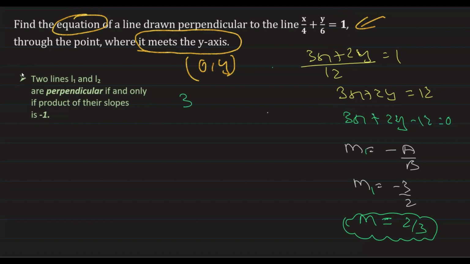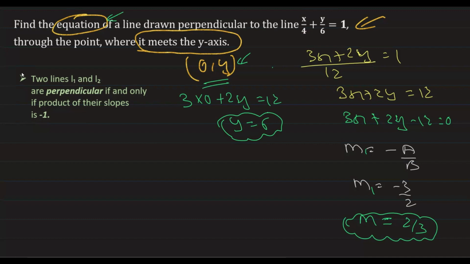So we are going to get 3 into 0 plus 2y is equal to 12. So we get y as what? 6, right? We got y as 6. Now I can say that we know the coordinate of a point through which this required line is passing.